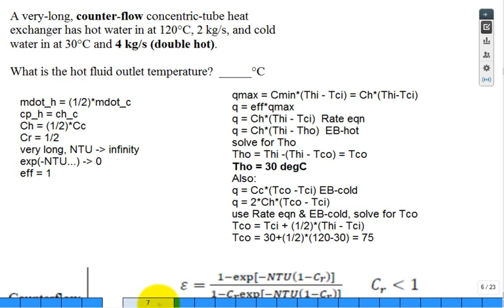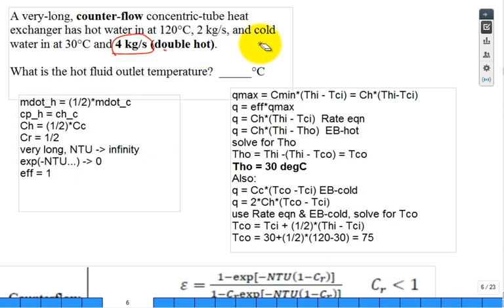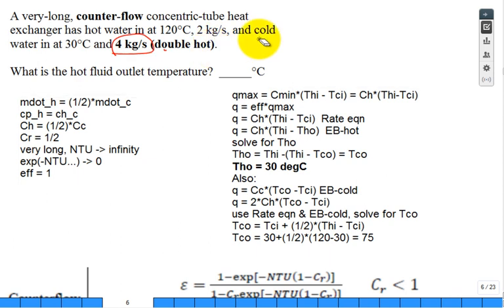In the interest of time, this is just to talk through the solution. Let's say you double the hot fluid flow rate. Double the hot. The cold is doubled. Double the cold, isn't it? 4 kilograms per second, hence it's twice the hot fluid. That's what I'm trying to say. It's now 2 times the hot fluid.